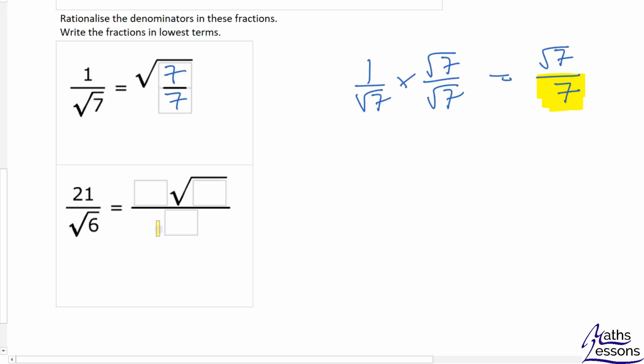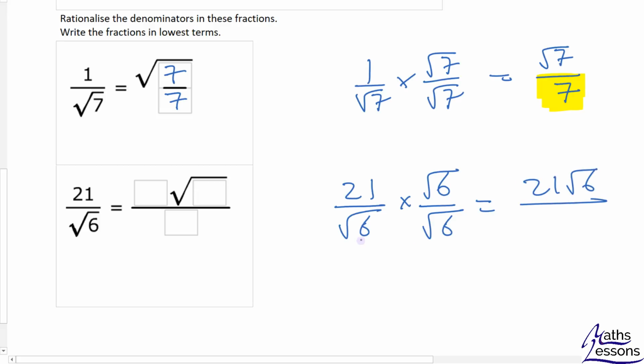Okay, so do the same thing again. What we're going to do is 21 over the square root of 6, times top and bottom by the square root of 6. We get on the top 21 root 6. On the bottom, square root of 6 times square root of 6 is 6.